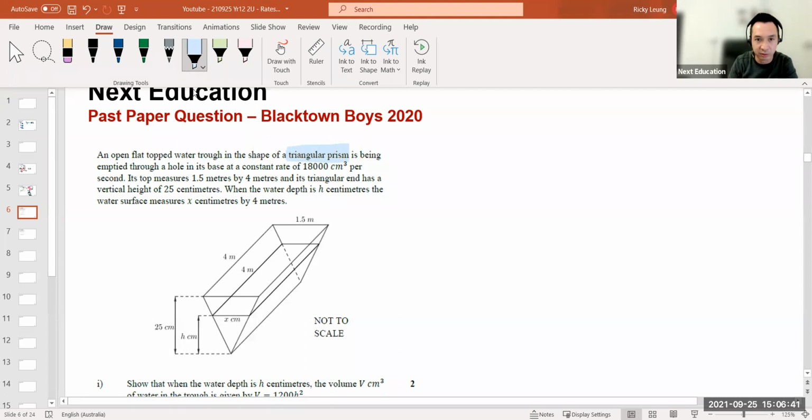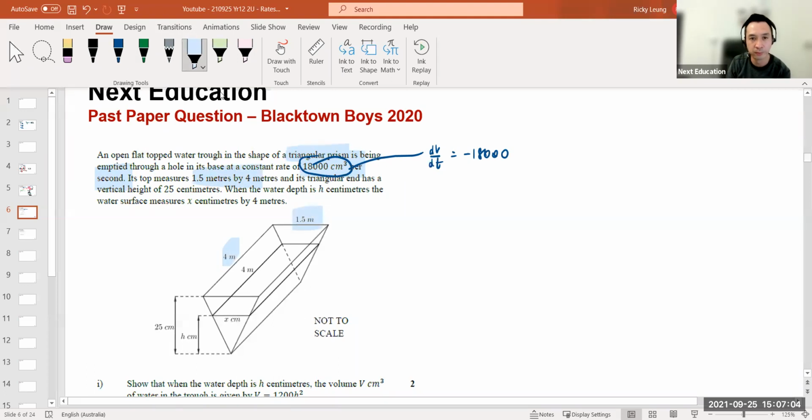So it's decreasing at a rate of 18,000 centimetres. Once again, what is that? Look at the units: centimetres cubed per second. So this here is dV on dt, equals negative 18,000. Negative, because it's decreasing. So they give you some constants, which are given in the question.